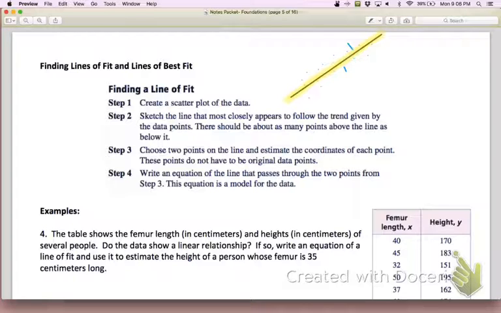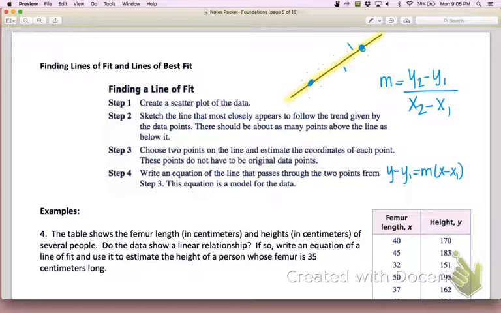So we're going to follow the same steps of what we did yesterday. I'm going to find 2 points that are on that line, and I'm going to use my slope formula. So remember, that's y2 minus y1 over x2 minus x1. Once I have the slope, then we're going to use the point slope formula, y minus y1 equals m times x minus x1. Put that into slope-intercept form, and that's how we're going to find the equation.